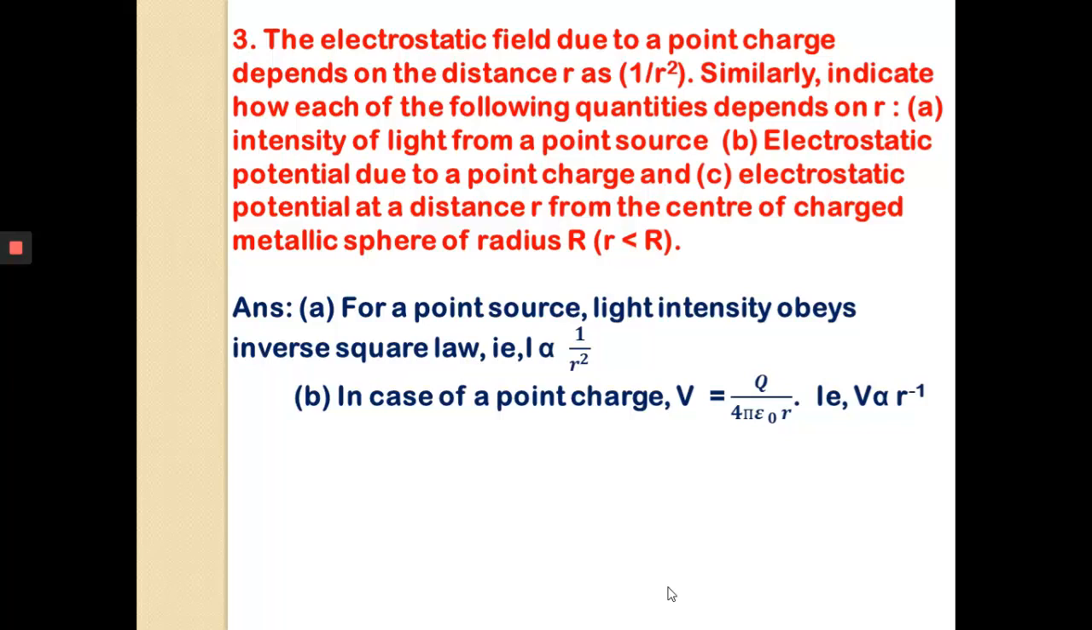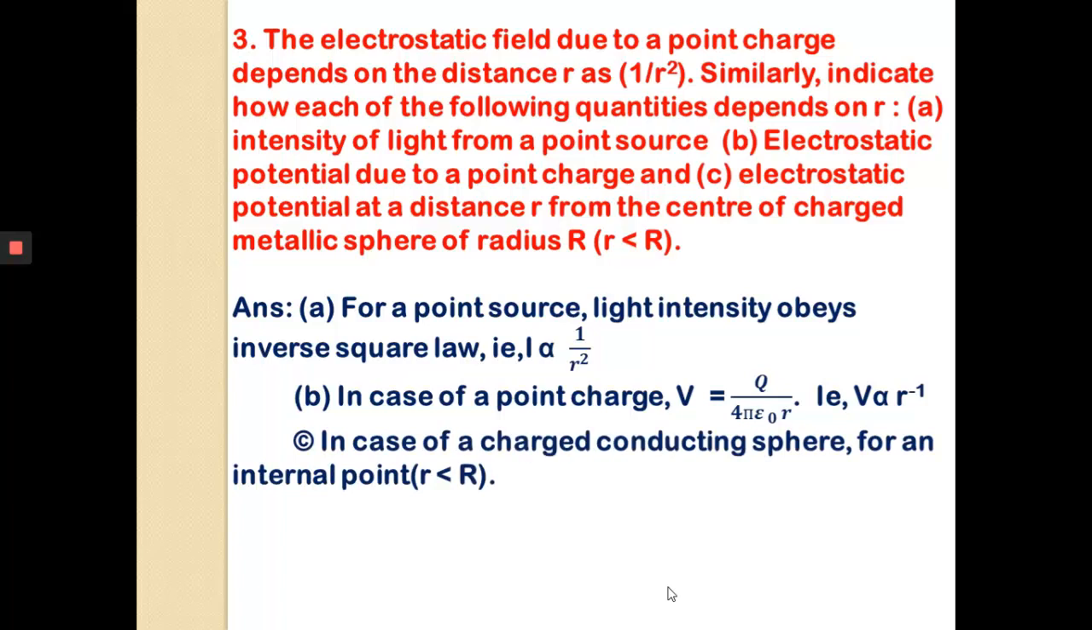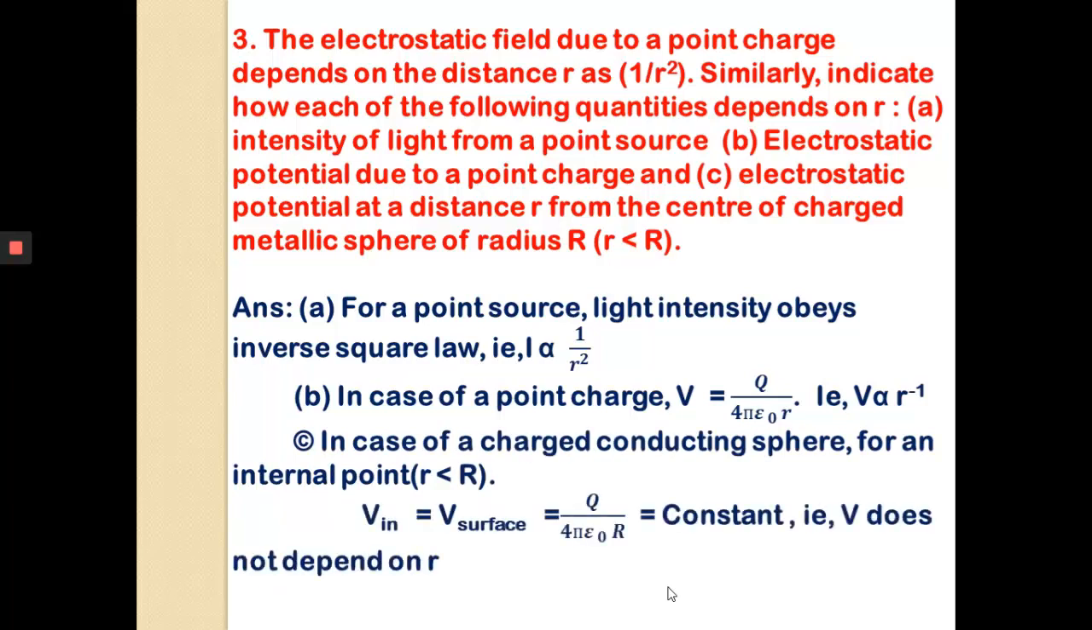Now, electrostatic potential at a distance r from the center of a charged metallic sphere of radius capital R. So, charge is distributed at the surface of the sphere, right? So inside that, what will be the charge? At a distance r inside, there is no charge present over there, right? So here, in the case of a charged conducting sphere, for an internal point, potential will be a constant.